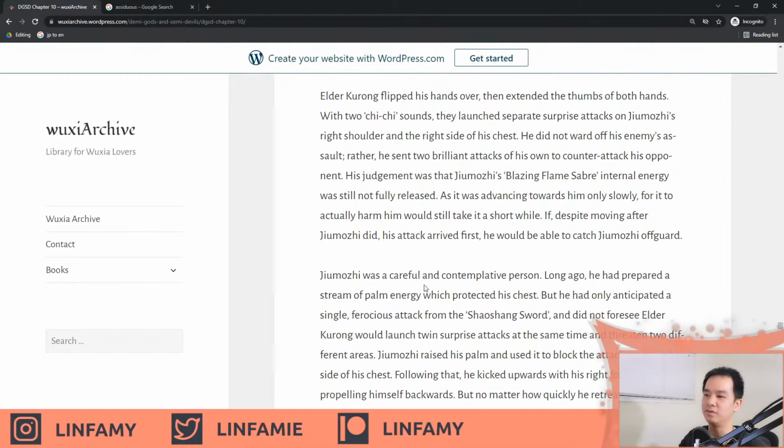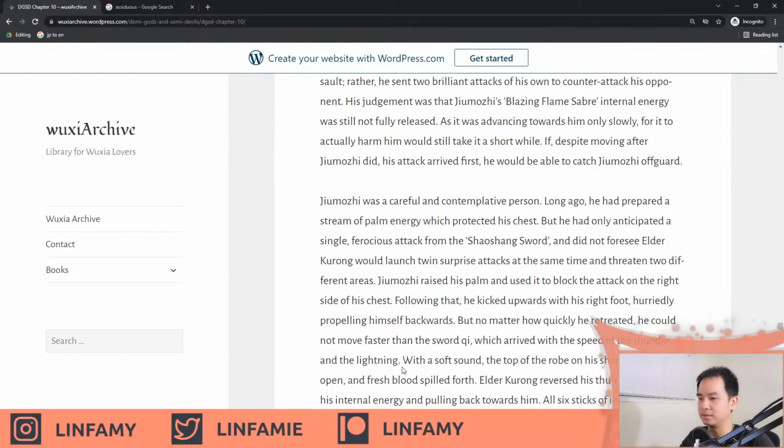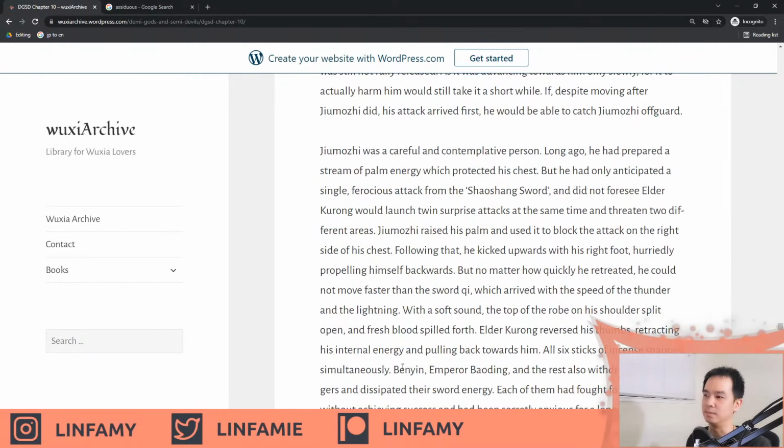Jiu Mozi was a careful and contemplative person. Long ago, he had prepared a stream of palm energy which protected his chest, but he had only anticipated a single ferocious attack from the Shaoshang sword, and did not foresee Elder Ku Rong would launch twin surprise attacks at the same time, and threaten two different areas. Jiu Mozi raised his palm and used it to block the attack on the right side of his chest. Following that, he kicked upwards with his right foot, hurriedly propelling himself backwards. But no matter how quickly he retreated, he could not move faster than the sword chi, which arrived with the speed of thunder and lightning. With a soft sound, the top of the robe on his shoulder split open, and fresh blood spilled forward.